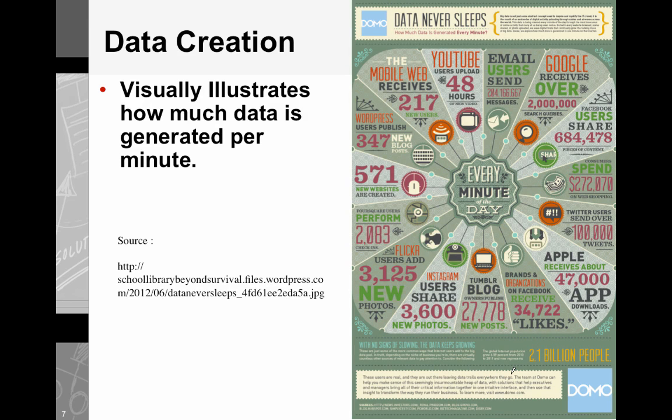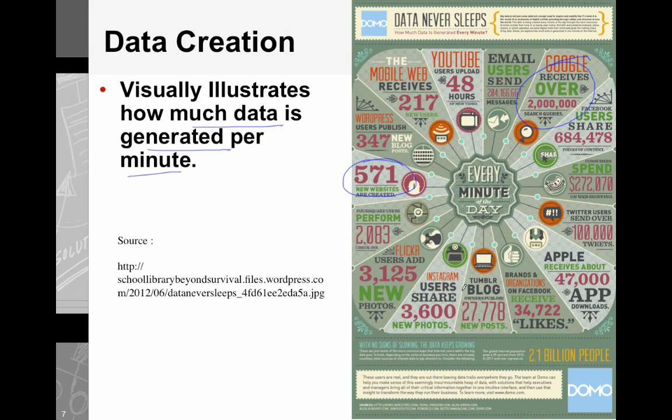Let's look at data creation. Here's an eye chart that describes how data is being created in the internet space. This chart visually illustrates how much data is being generated per minute. In a minute, about 571 websites are being created. In a minute, over 2 million searches are taking place in Google.